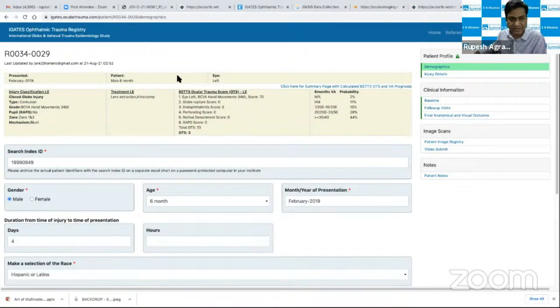As you are entering the data, you can get an injury classification, which is the closed globe injury type, grade, zone, mechanism, and what the ocular trauma score stands at the baseline, and the 6-month outcome or probability of getting no light perception, hand movement, or a vision of 20/40 or more. So this is where the trauma registry can help us move forward.